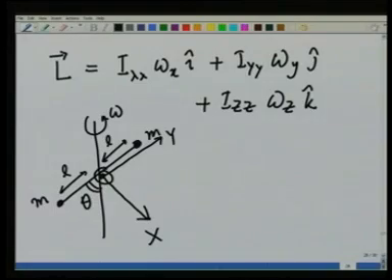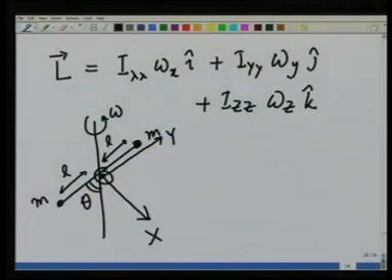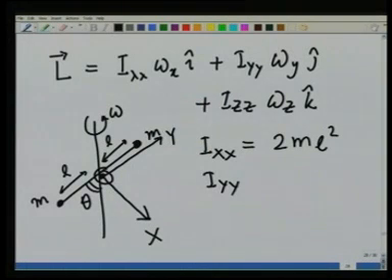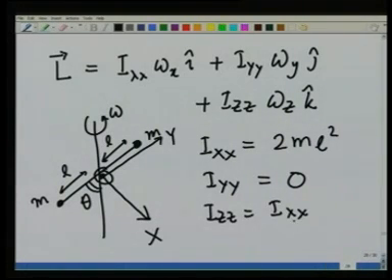By symmetry, you can see that these are principal set of axes, because along y the x component is 0, you will find I x y becomes 0. Similarly, you can find other components are going to be 0, except that I x x is going to be 2 m L square. I y y is going to be 0, because from the y axis there is no distance of the masses, and I z z by symmetry is going to be the same as I x x, which is 2 m L square. So, the question is, what is this angular momentum?